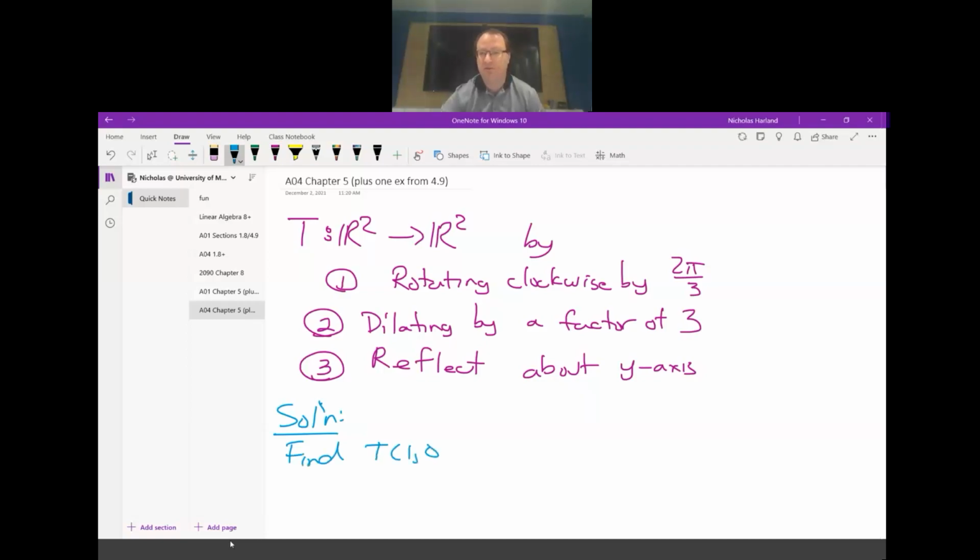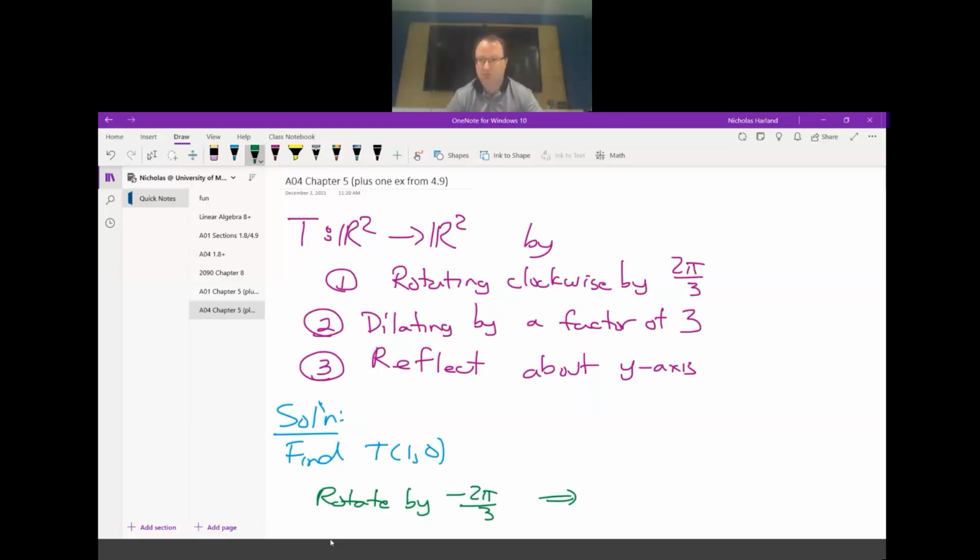So we're going to take 1, 0. We're going to perform these three things in order and then see what we get afterwards. And so if we do the rotation, I'm going to say rotate by negative 2 pi over 3. What happens to the vector 1, 0 when we rotate it by negative 2 pi over 3? And this is part of what we did on Tuesday. What does the rotation do to 1, 0?